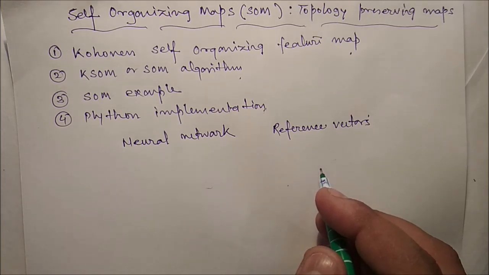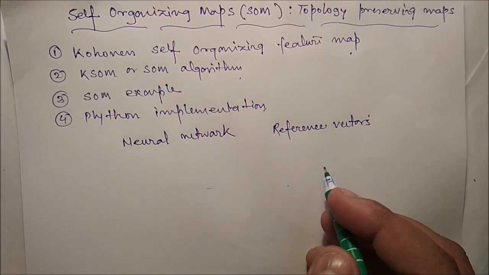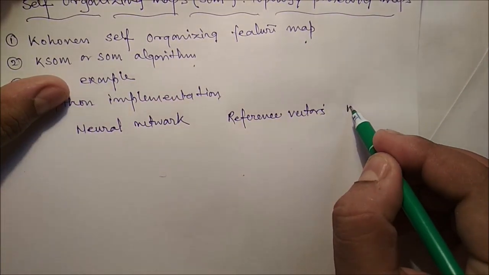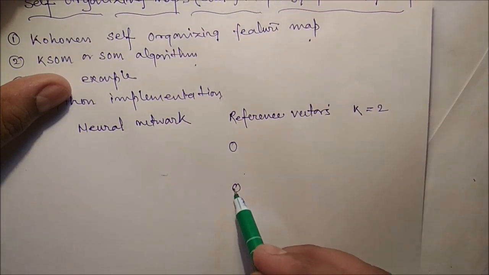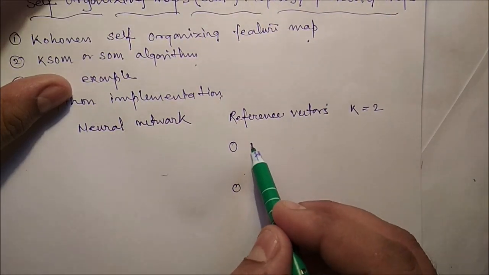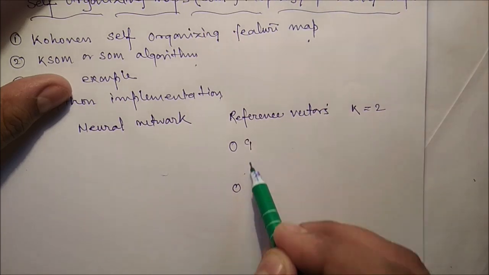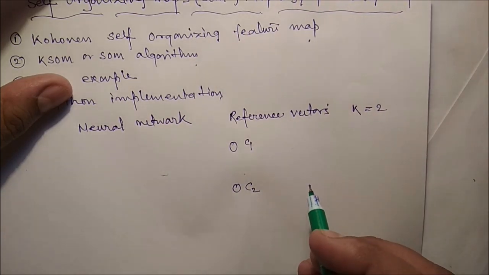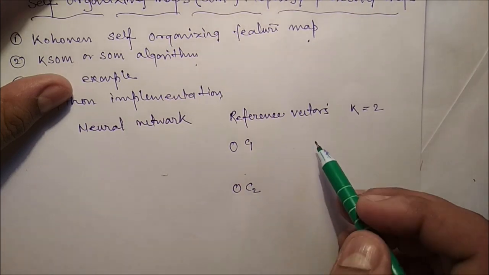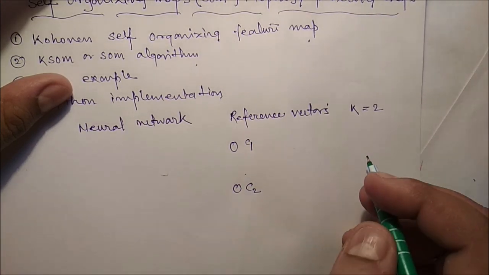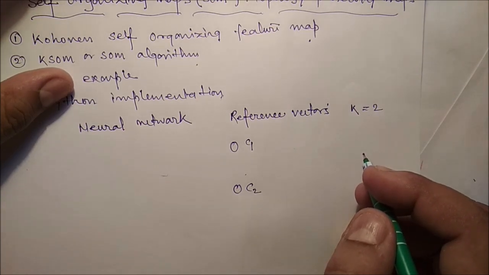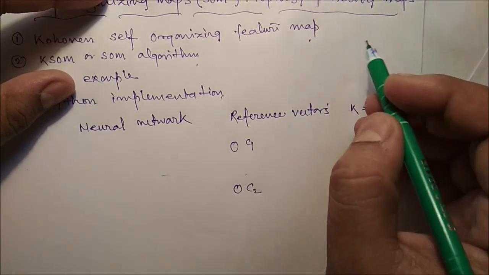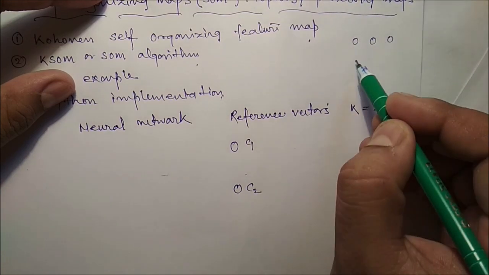Let there be k centroids, then we need k neurons. Say we have k equal to 2, that means we need 2 neurons, say C1 and C2. Similarly, if k is equal to 3, we need 3 neurons, C1, C2, C3. In sum, data are processed one at a time, and the closest centroid is updated and nearby centroids are also updated.